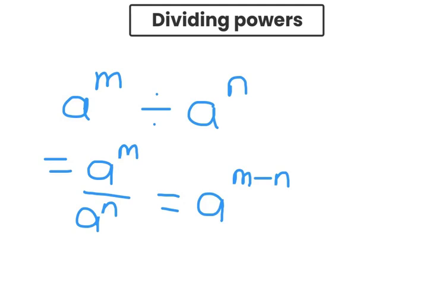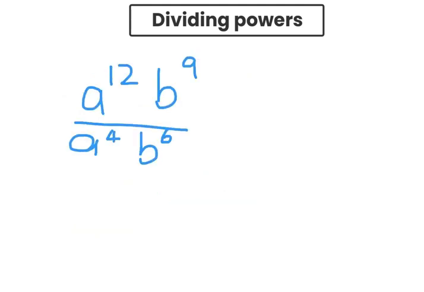So let's apply this quickly to some example. So say we needed to simplify that. Well, you've got 12 a's being multiplied together at the top, and 4 at the bottom. So the 4 at the bottom are going to cancel with 4 of the ones at the top, and you're going to be left with 8 of them. So 12 minus 4 is 8. You're left with 8 a's being multiplied together.